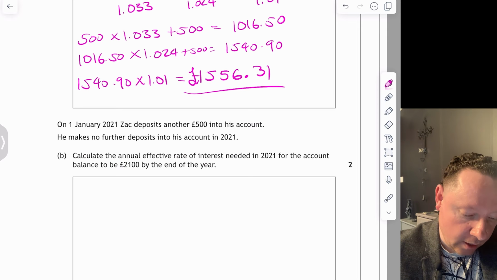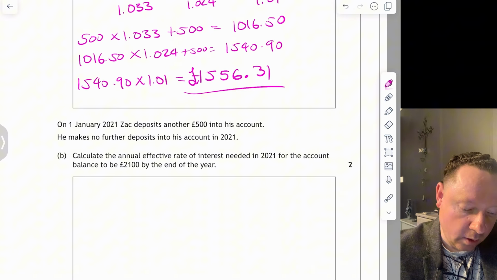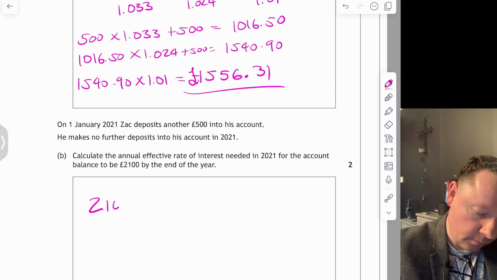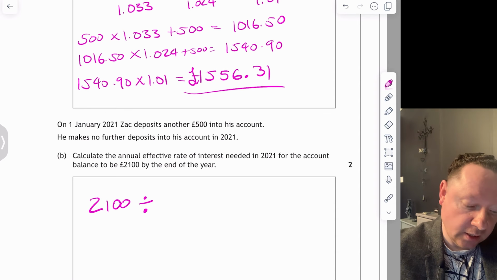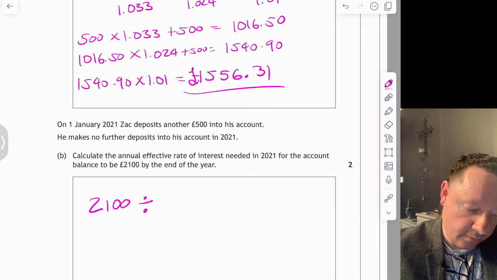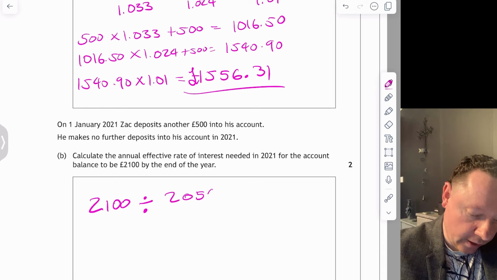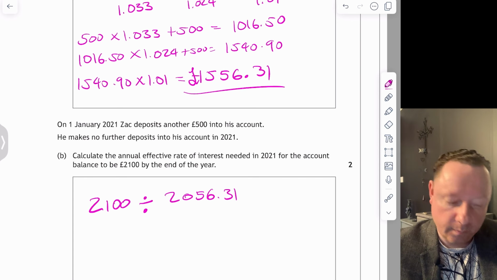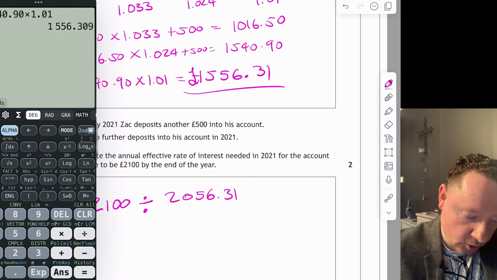Okay, on the 1st of January 2021, Zach deposits another 500 in his account, makes no further deposits in his account. Calculate the annual effective interest rate needed for 2021 for the balance to be 2100. So we'll look at present value here. We'll start with 2100 and we're dividing by how much is in his account. Well, he's got 1556.31 plus the extra 500. You can use a calculator if you want to get 2056.31.